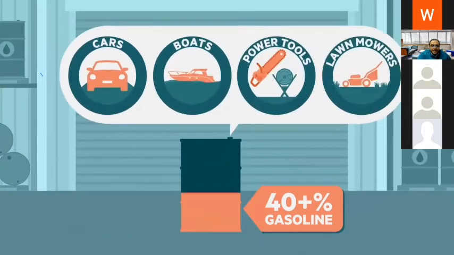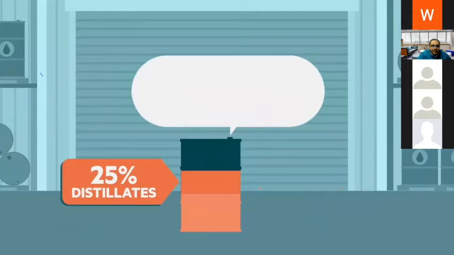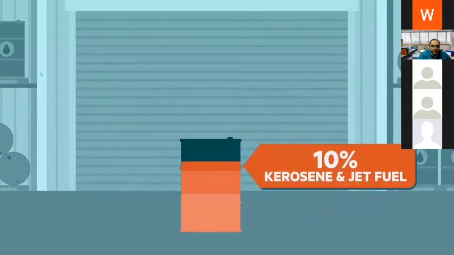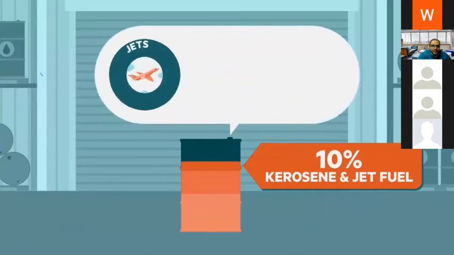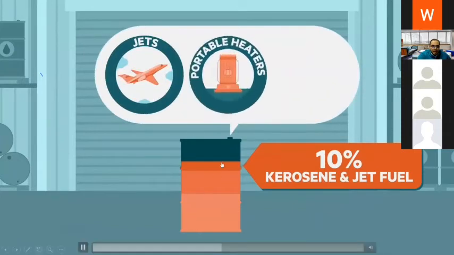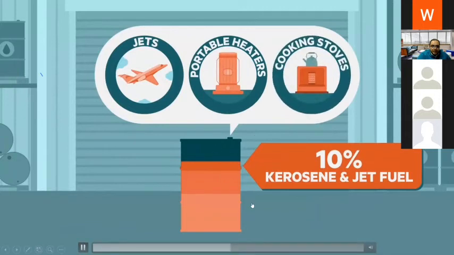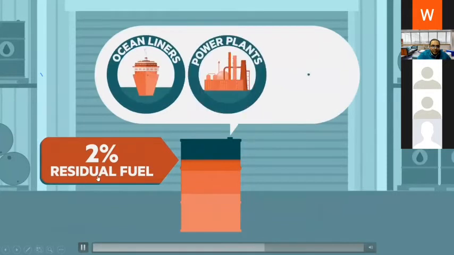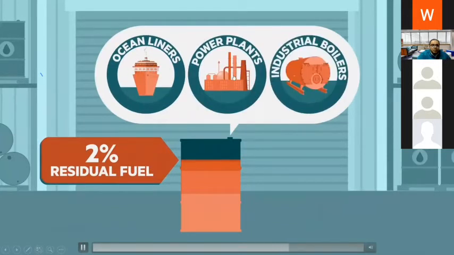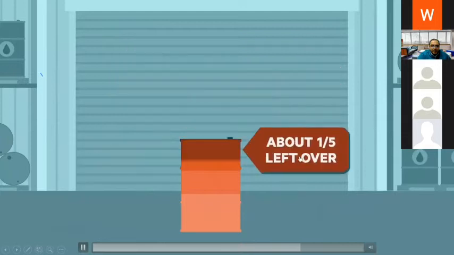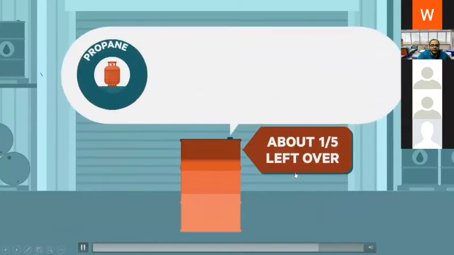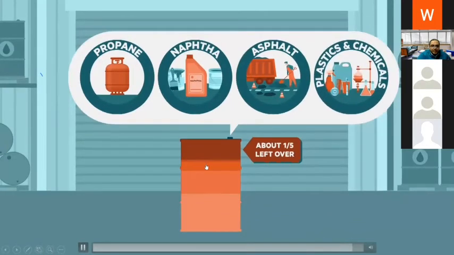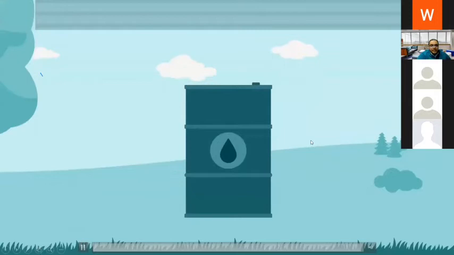Around 40% is gasoline and 25% is distillates, which are fuel for trucks, trains, and heaters. And kerosene and jet fuel, around 10% of the crude oil barrel, which is very valuable. And then about 22% is residual fuel, which is also used in the tankers and the power plants. And about 1.5 of the barrel, 20% is used as propane, naphtha, asphalt, and so on.